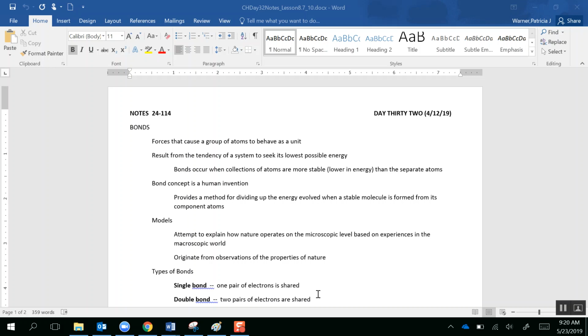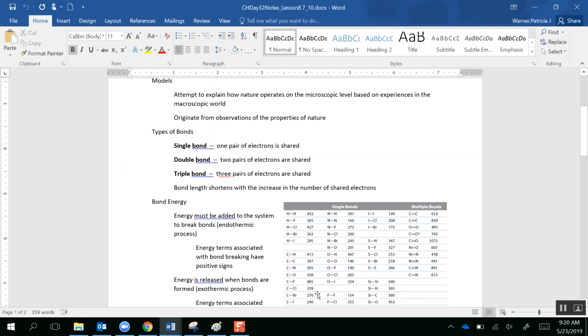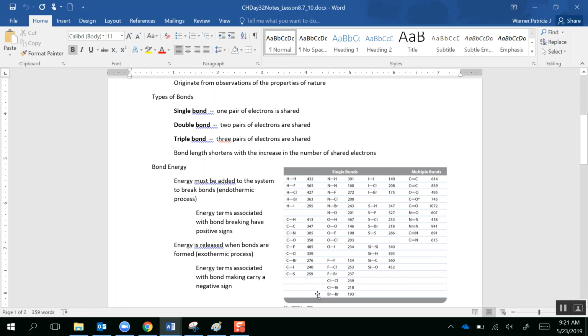So we use models to look at these things, and in these models, when we look at the electron density, most of the time we see something called a single bond where one pair of electrons is shared. But when we get into some of the other chemistry, especially carbon chemistry, you'll see double bonds and triple bonds.